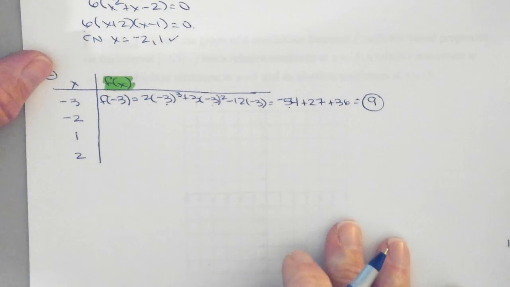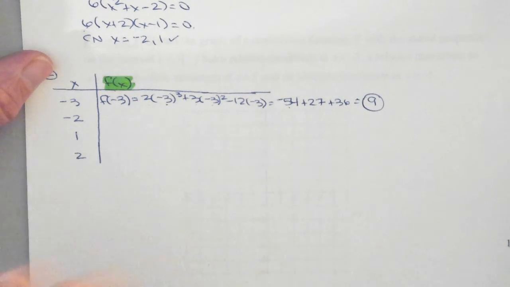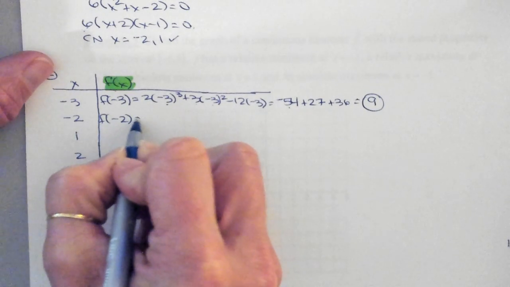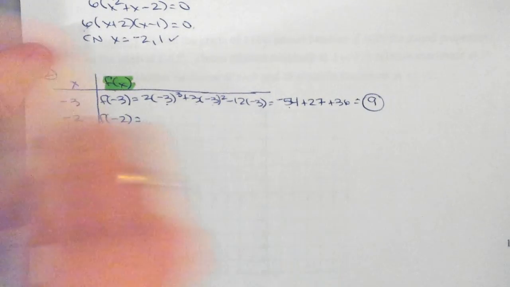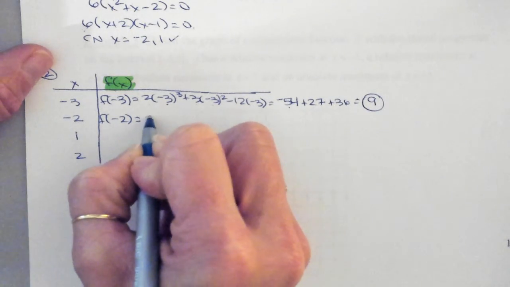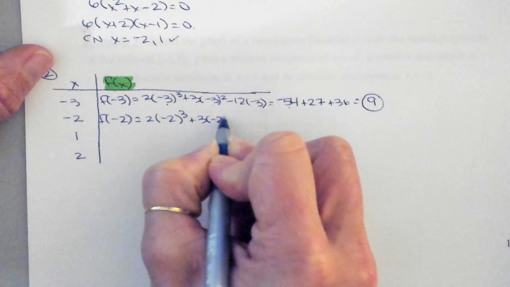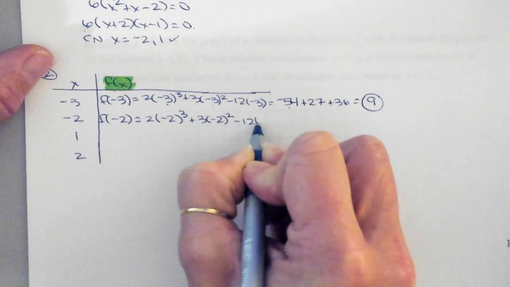I don't know what it is. I don't know if it's a max or a min. It's just an answer for a candidate. Everybody good? Okay, these are all non-calculator questions, so we've got to be careful with our math. F of negative 2. Here we go. So this is, and I'm just looking at the function, so it's 2 times negative 2 cubed plus 3 times negative 2 squared minus 12 times negative 2.